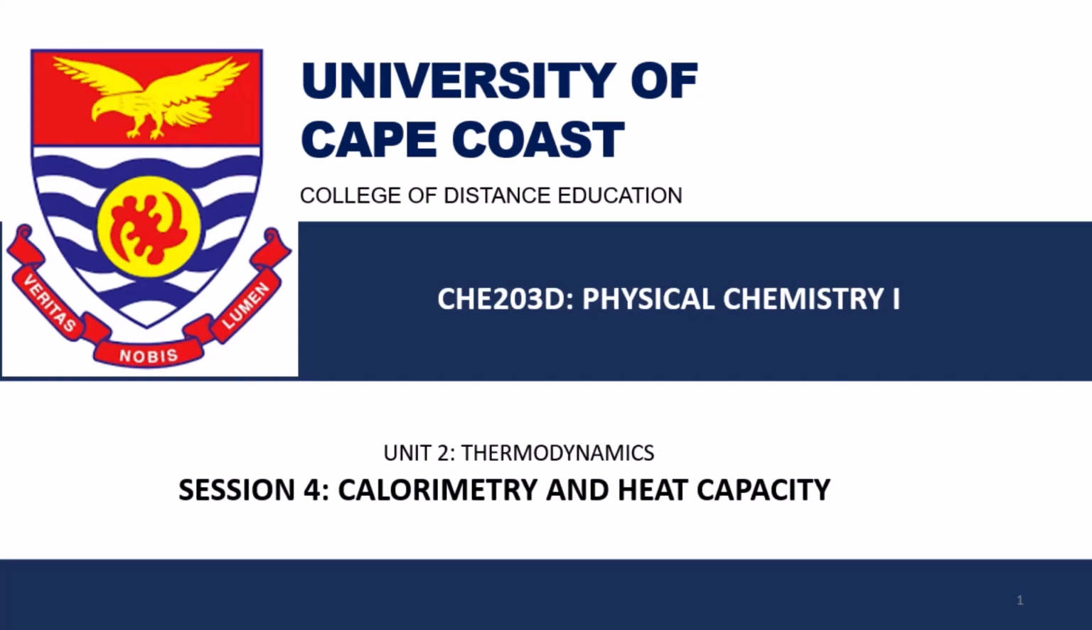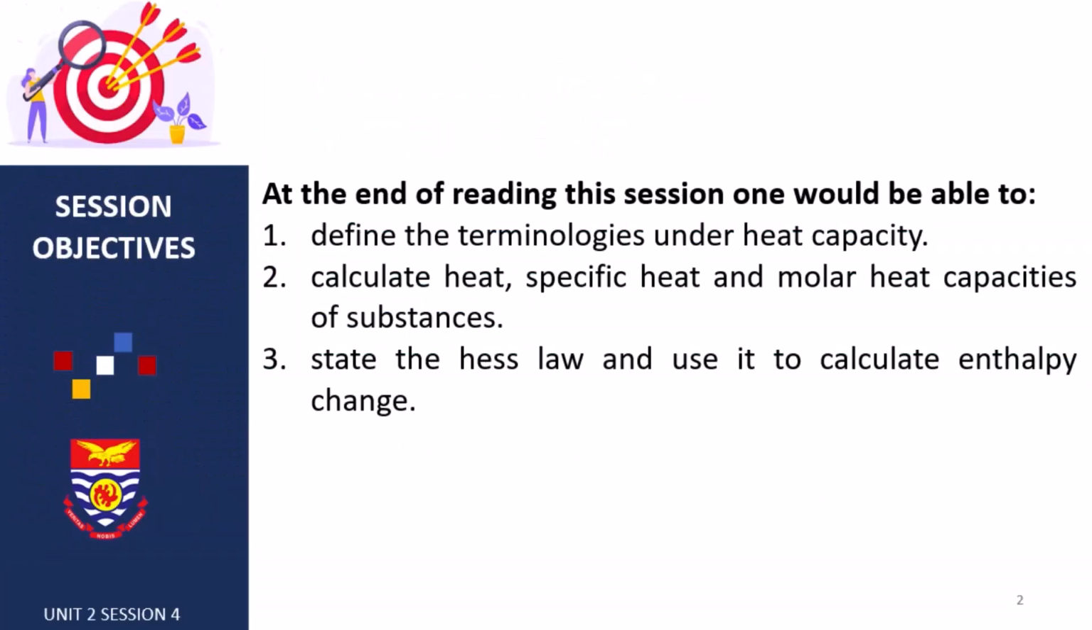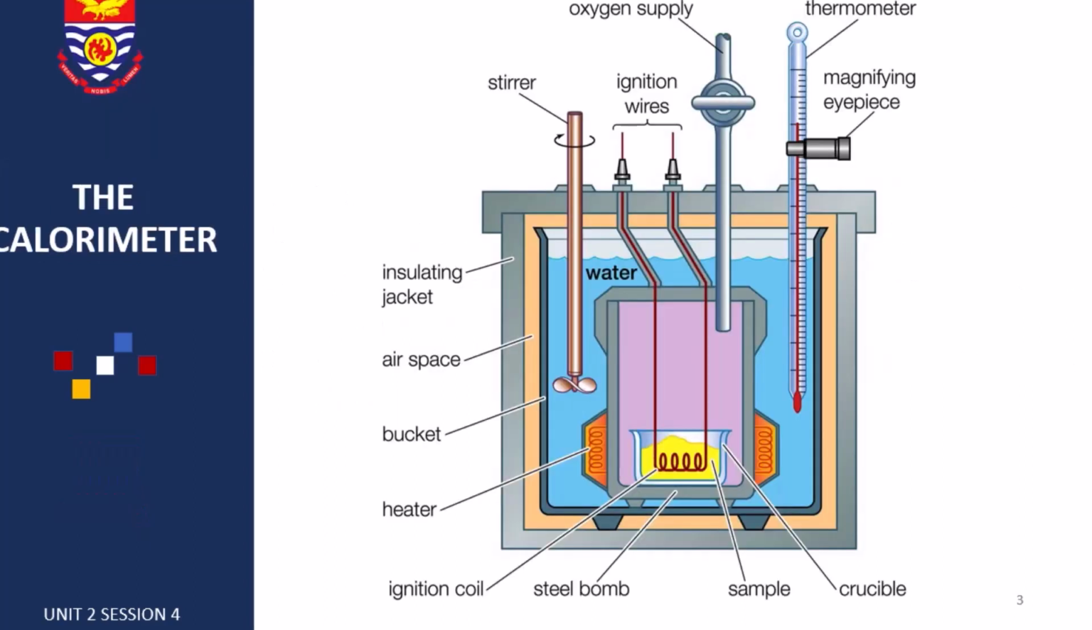Welcome to section 4 of Unit 2, and in this session we'll be looking at calorimetry and the heat capacity. By the end of this session, you should be able to define some terminologies under heat capacity, calculate heat, specific heat capacity, and then the molar heat capacity of substances. And finally, you should be able to state the Hess's law of constant heat summation and use it to calculate enthalpy change.